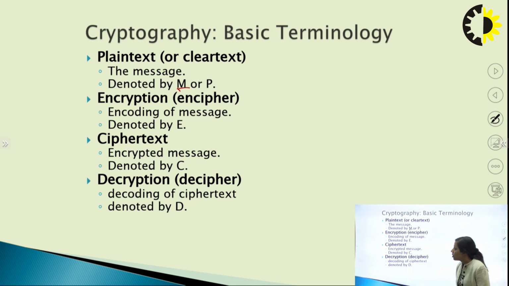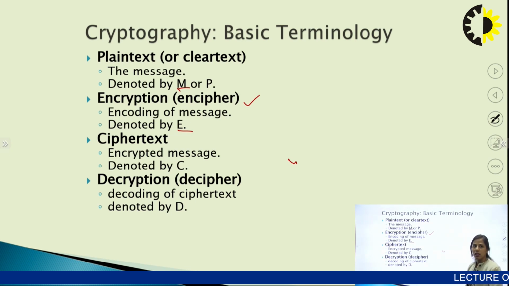Next terminology is encryption or encipher. What do you mean by encryption? In cryptography, we convert the plain text into ciphertext, and there we apply encryption, which is denoted by E. It is the process in which we apply various algorithms.